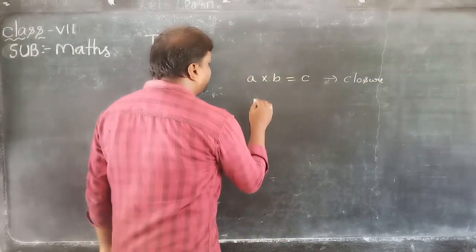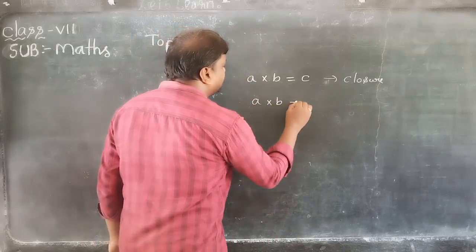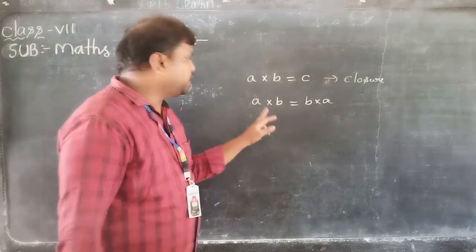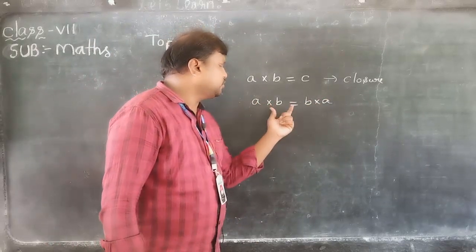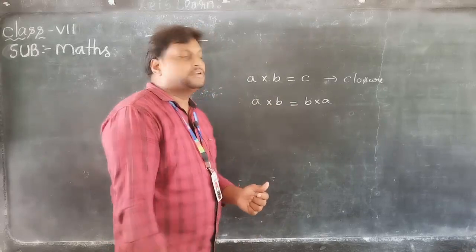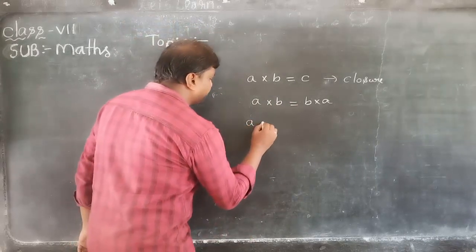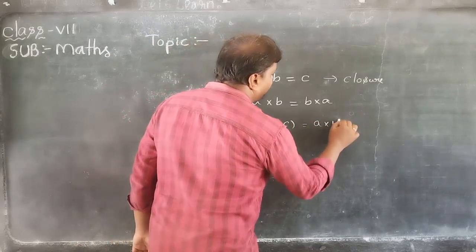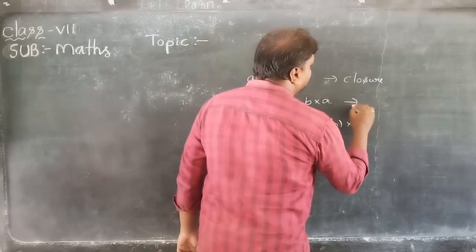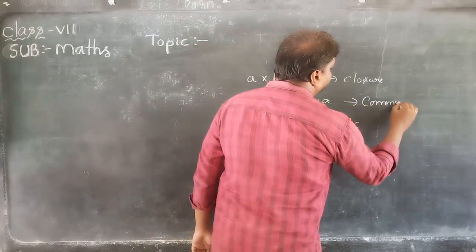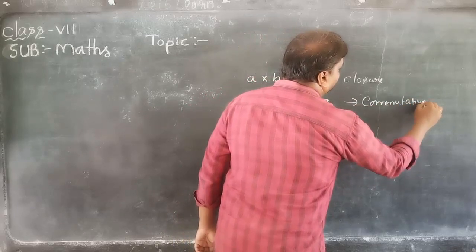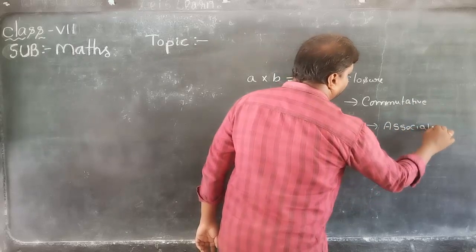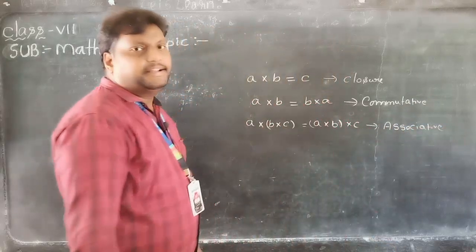Next, commutative property: a into b is equal to b into a. We take any two integers, write a into b, and the product is equal to the reverse order. Then associative property: a into b into c is equal to a into b into c. These three are under multiplication.